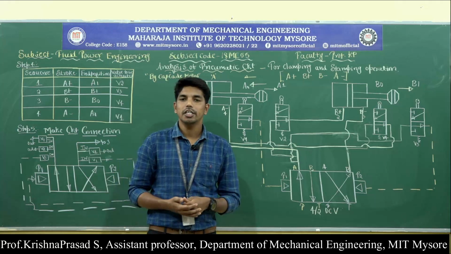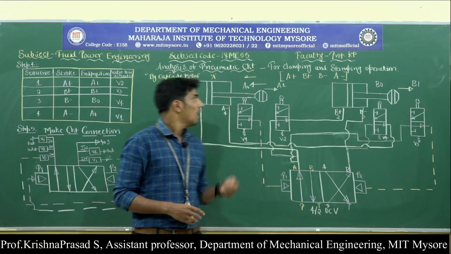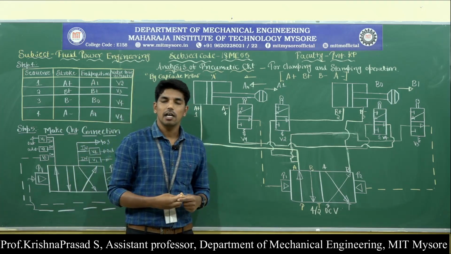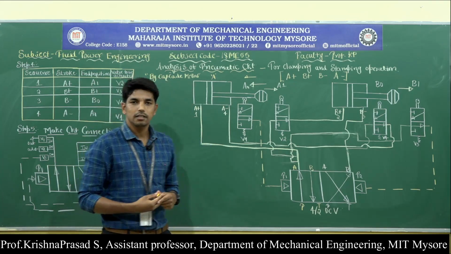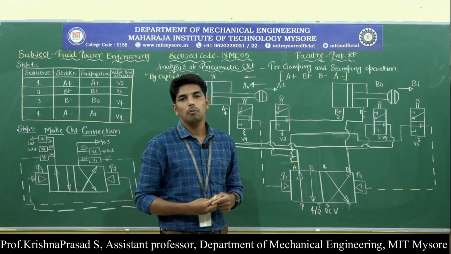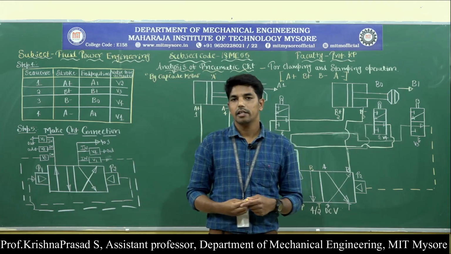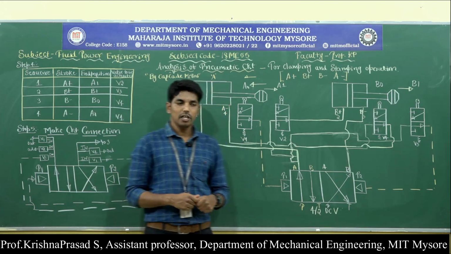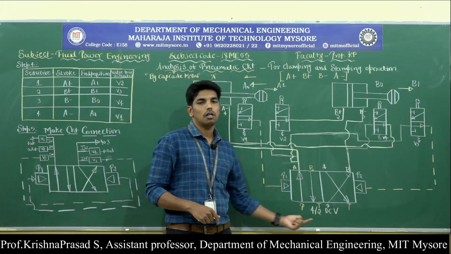The last topic regarding today's session is called analysis of pneumatic circuit for clamping and stamping operation with the help of the cascading method. In the cascading method, we need to perform the signal elimination technique with the help of a bistable valve or reversing valve. We know what is meant by the reversing valve or a bistable valve.